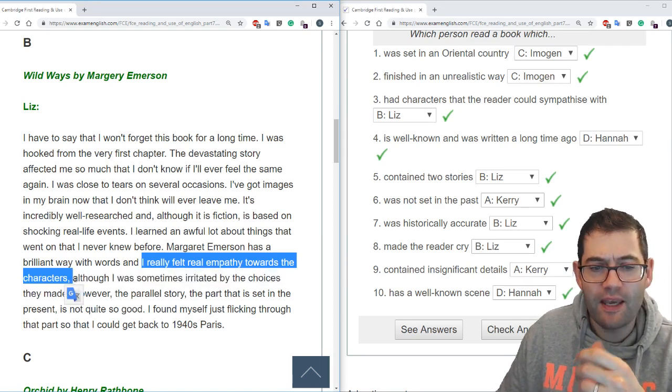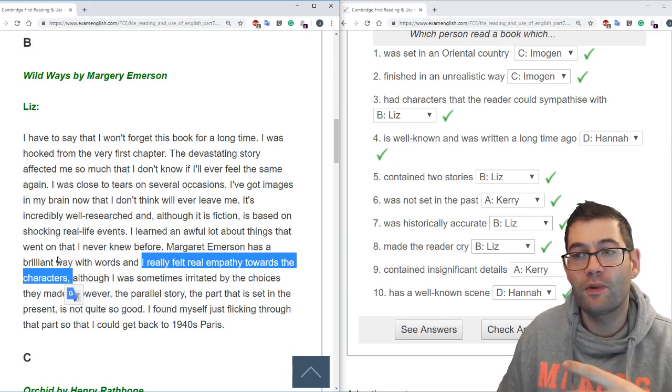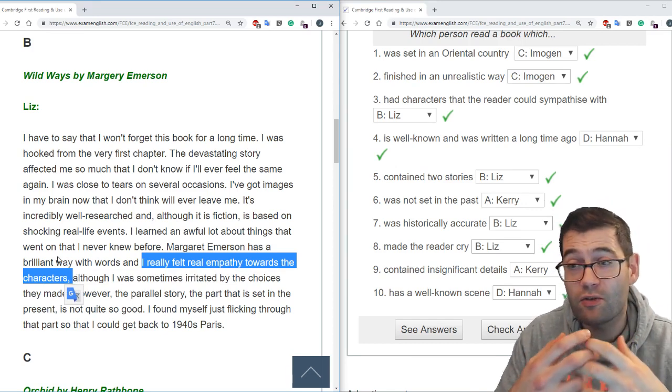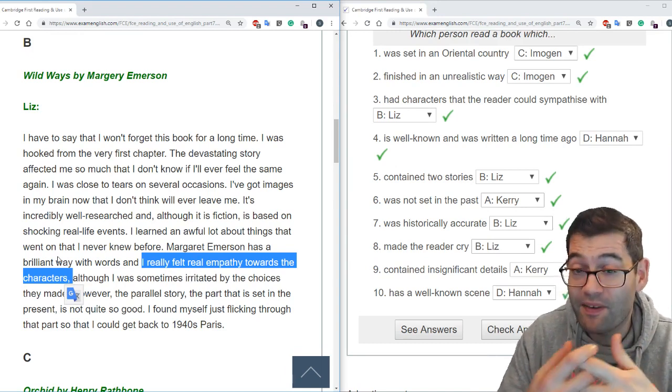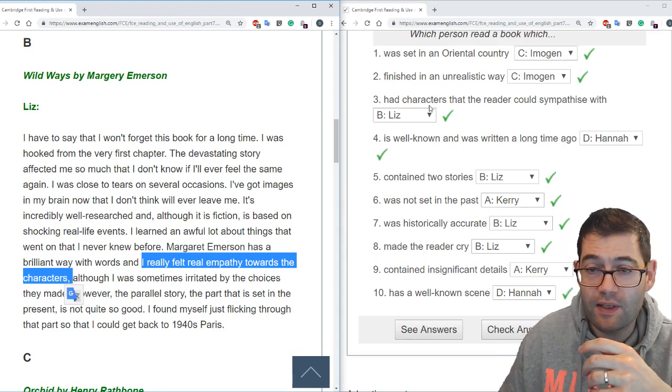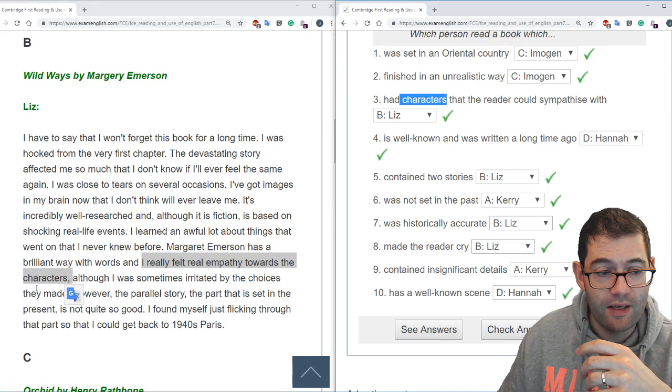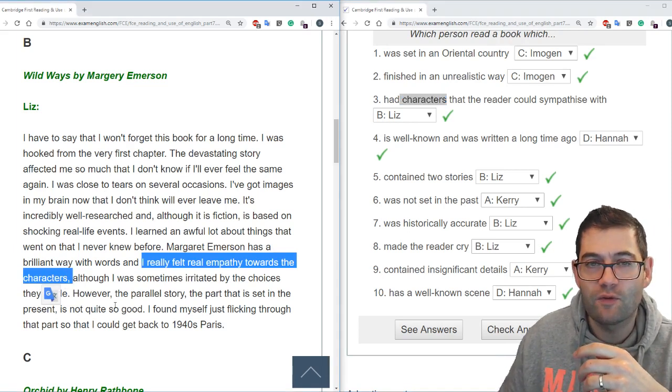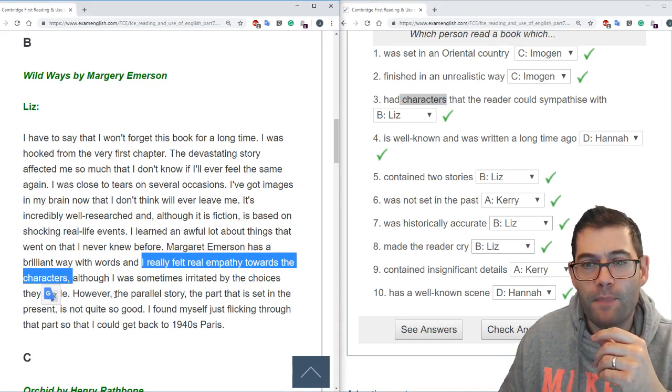The key bit here, feeling empathy towards someone, is very, very similar to being able to sympathise with them. And of course we've got this link here with characters, which is mentioned in that text as well. So here the answer is B.